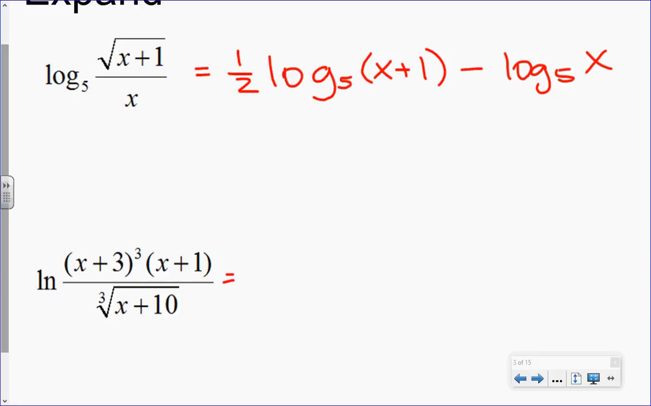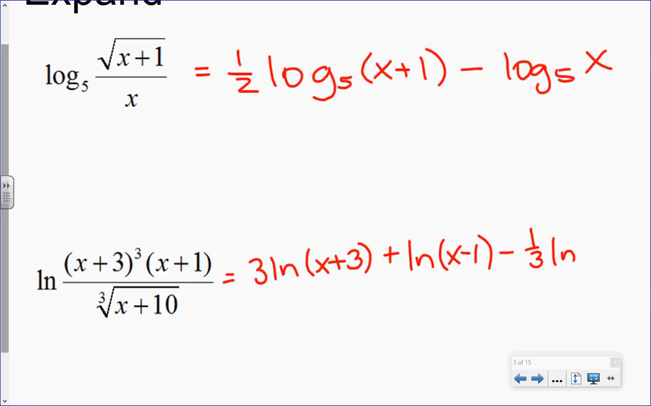Can you tell me what you have? I have 3 ln of x plus 3, and x plus ln of x plus 1. Okay. And then what would we need to do since there's division? Subtract. What would the exponent that we bring out in front be? Okay, you're close. You read it off to me, so good. Do you agree with Will?